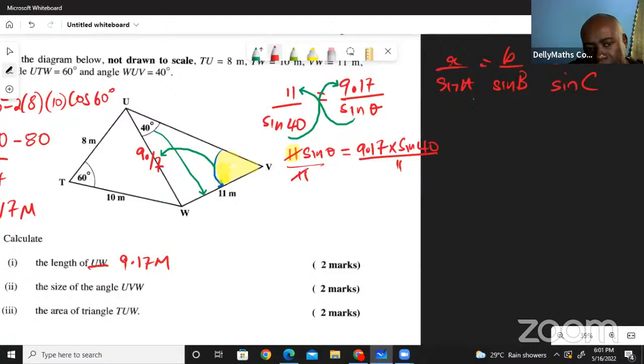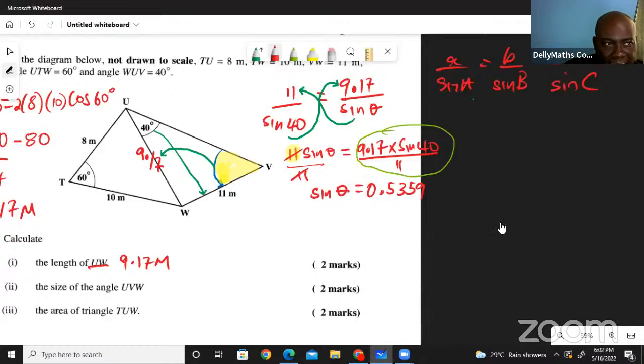So if I divide by 11, then we are seeing now the sine of the angle that I intend to find. I put all of this together on my calculator right about now, and then we'll get the sine of the angle. That's not the angle, but it's the sine of the angle. So we're talking 9.17 times the sine of 40, and then divide that by 11, all right? I need about 3 to 4 dp, I'll take 4. So it's 0.5359. I want somebody to just verify 0.5359, all right? Let me write it properly. 0.5359, good.